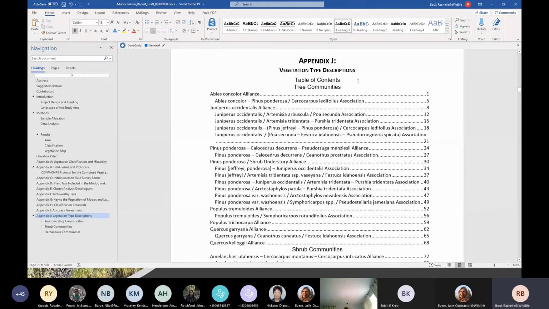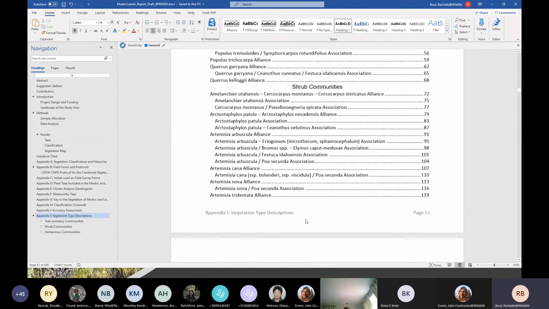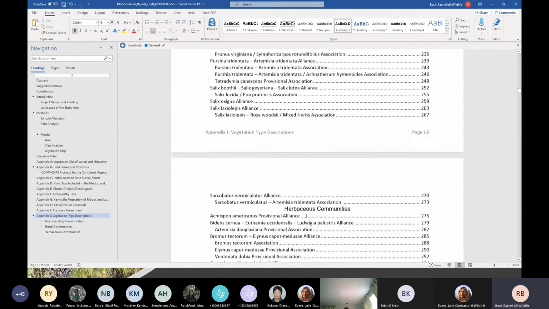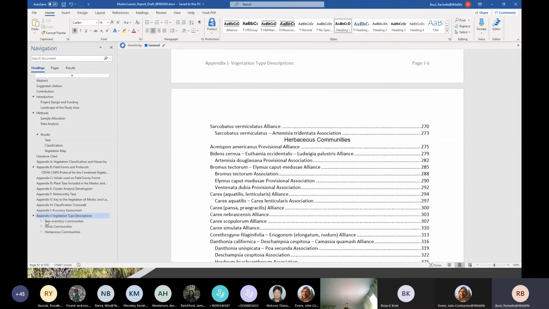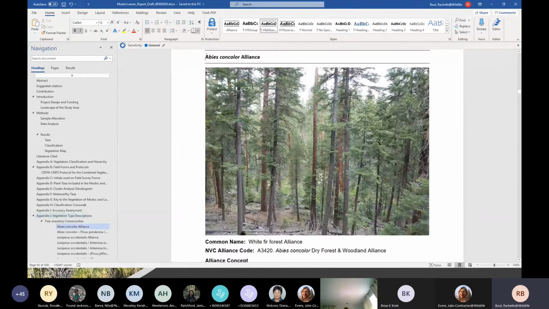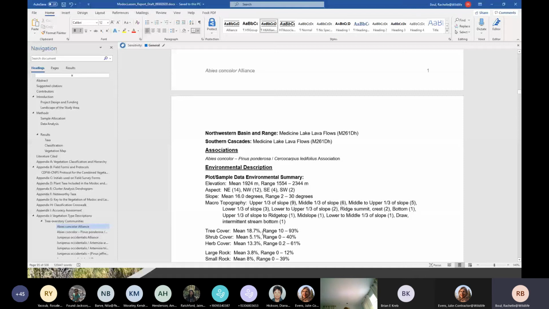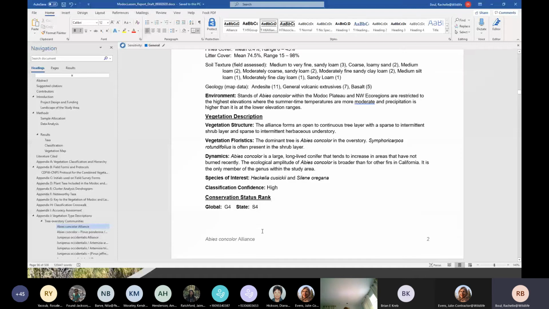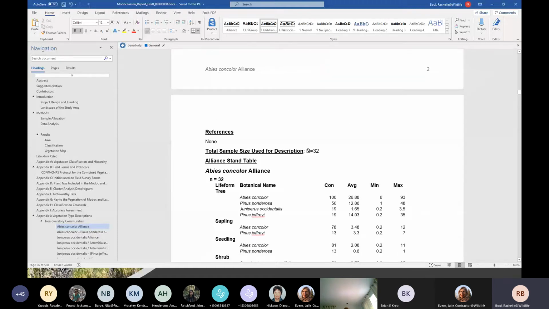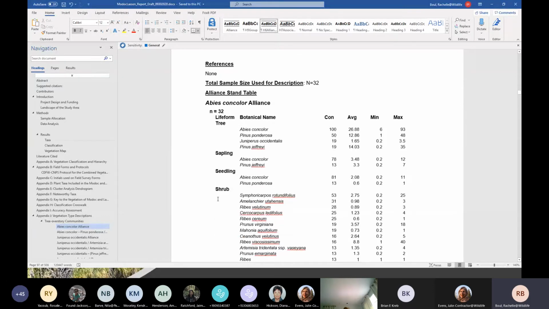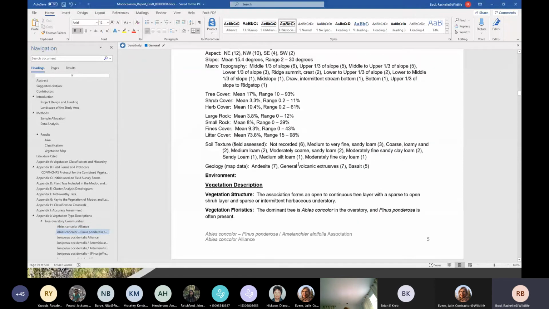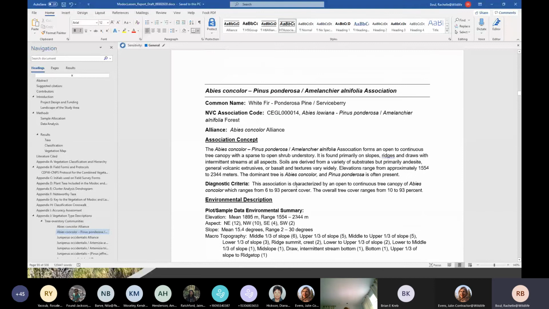Again, broken up by tree communities, shrub communities, and herbaceous communities right there. You can go to each one of these, say the Abies concolor or White Fir Alliance. There's a nice picture in there, has all the description that I described to you, and classification confidence, maybe the sample size that went into describing this alliance for the project area, and that stand table. And then the same information is listed for each association under the alliances too.